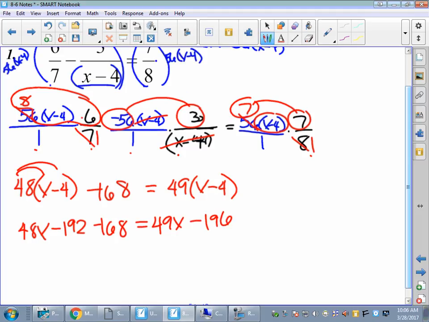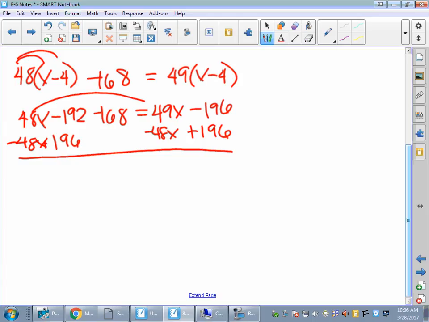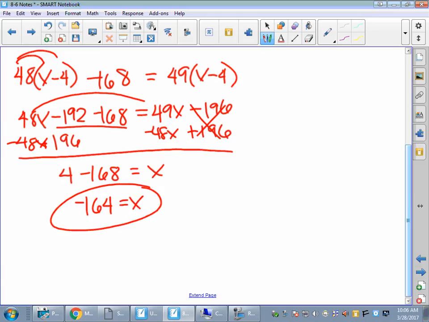So I distribute the 49, distribute the 48, and now we can solve. I'm going to bring the 48x over here, subtract 48x, so x is positive. If I bring the x to the right, I'm going to bring the positive 196 to the left. I probably should have put these together first. And so I get 4 minus 168 is equal to x. So now I'll put them together. 4 take away 168 is a negative 164. And there you have it. I didn't get 4, which is good. So this is my solution.